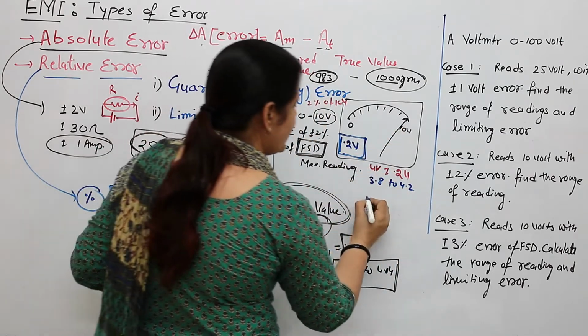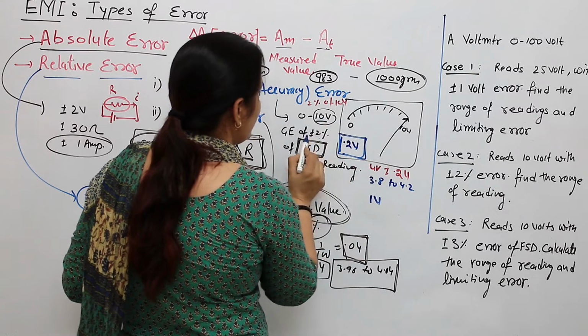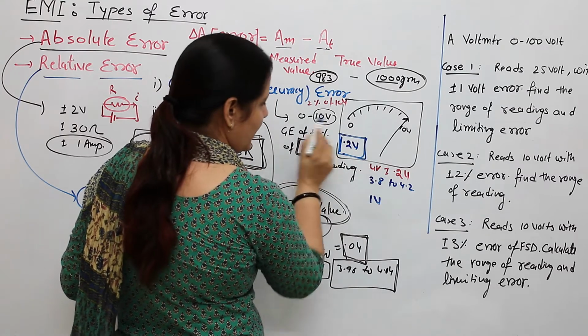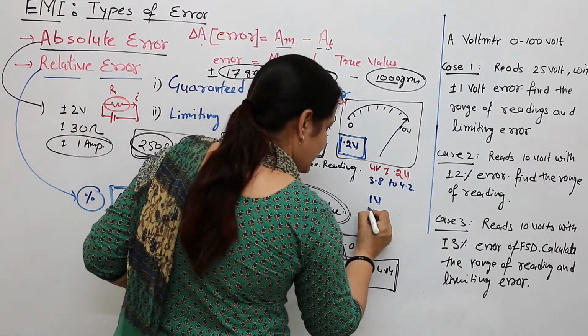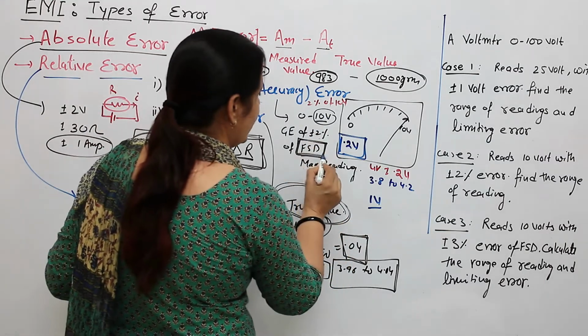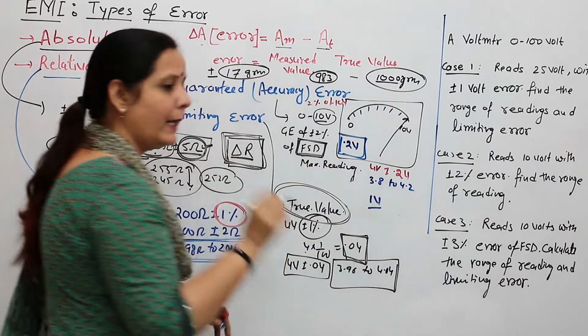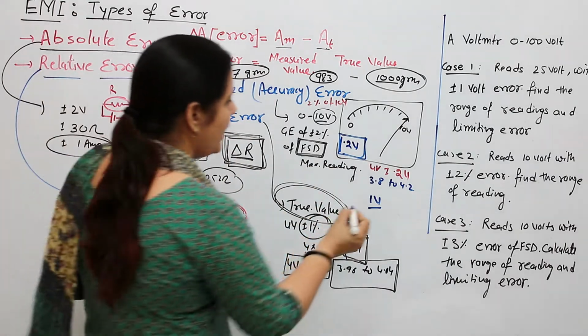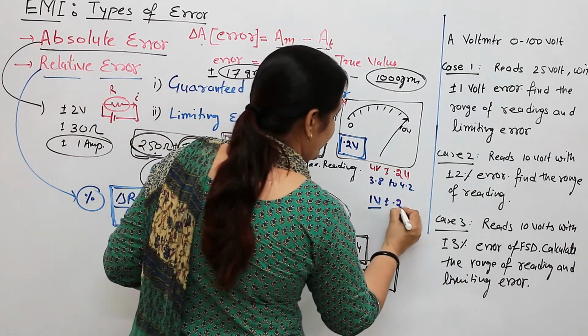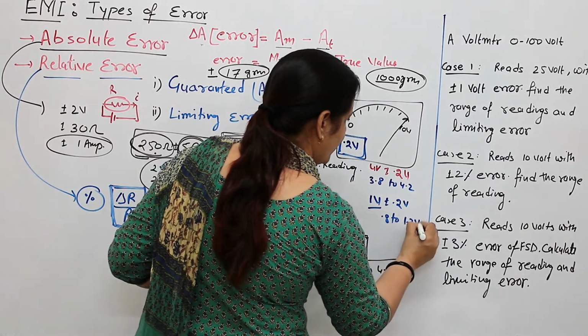If you measure 1 volt with the help of this instrument that has 2% of FSD, if the measured quantity is 1 volt, there will be a fixed guaranteed FSD error. This error will be included at any point of the reading. So 1 volt plus minus 0.2 volt. The reading will be 0.8 volt to 1.2 volt.